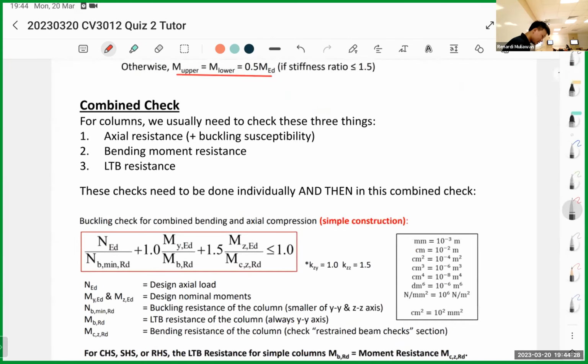Lastly, columns are subjected to 3 things. One is buckling. Let's say you have a ruler. I don't have a ruler right now. No need. If this is a ruler, then you put some force, like compression, and it will bend. That's buckling.